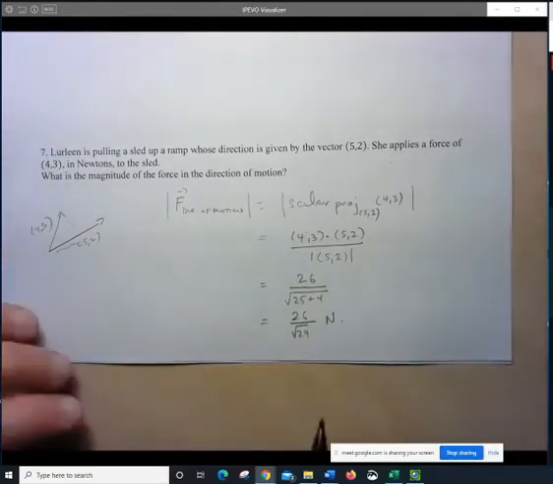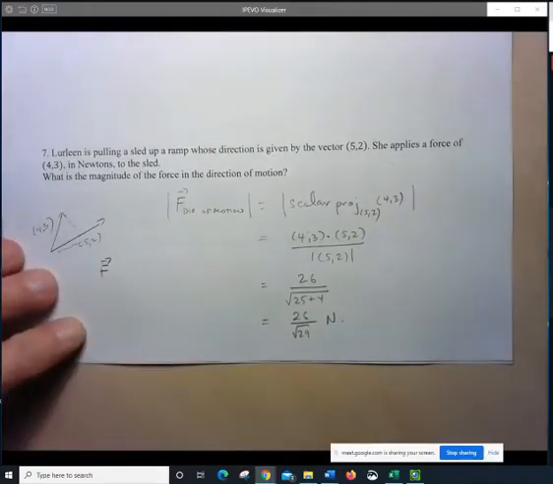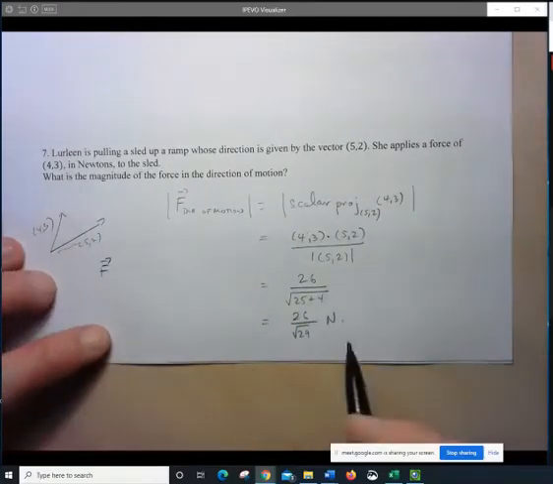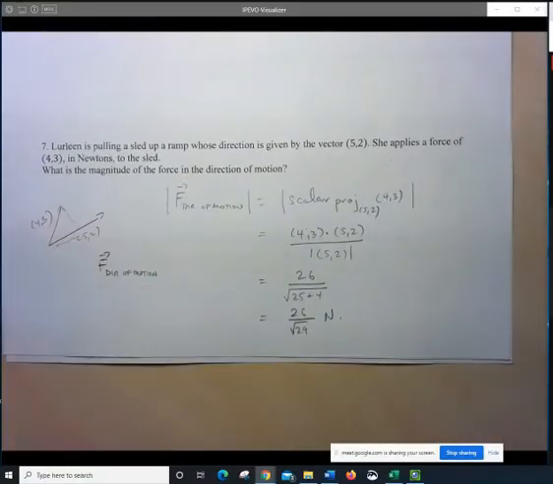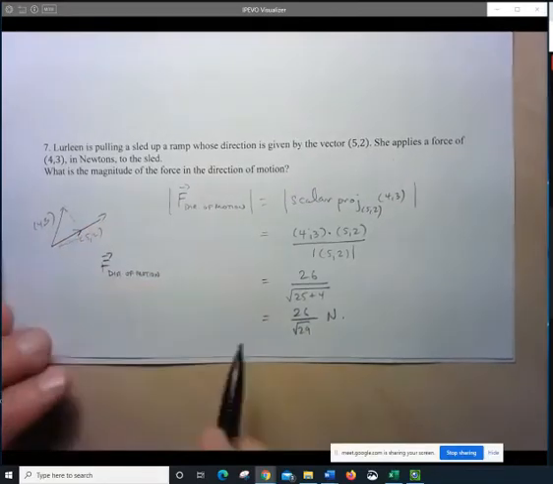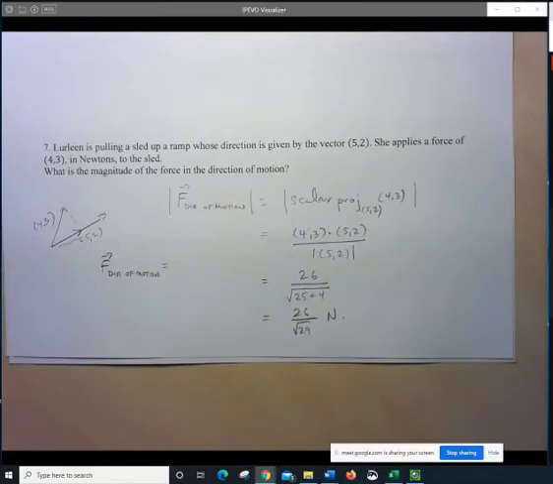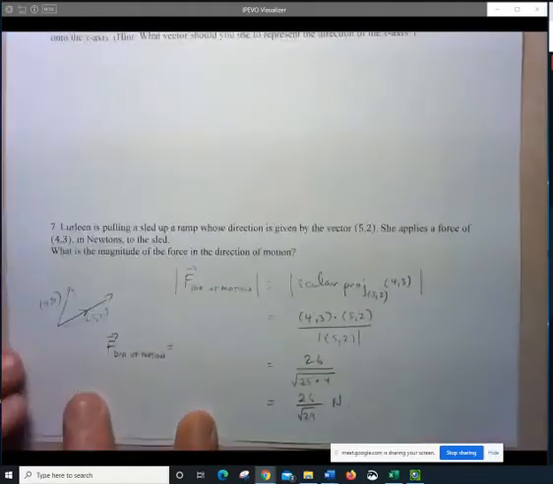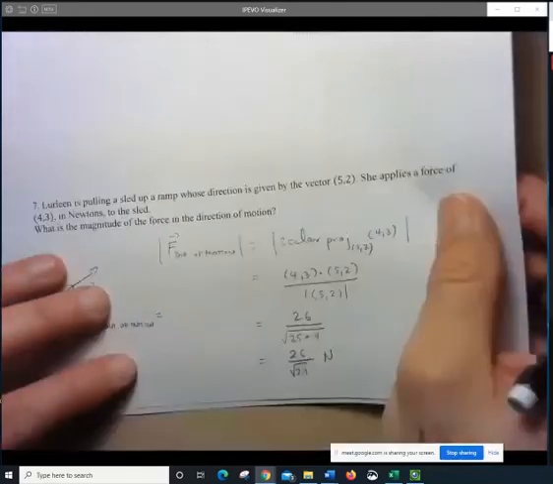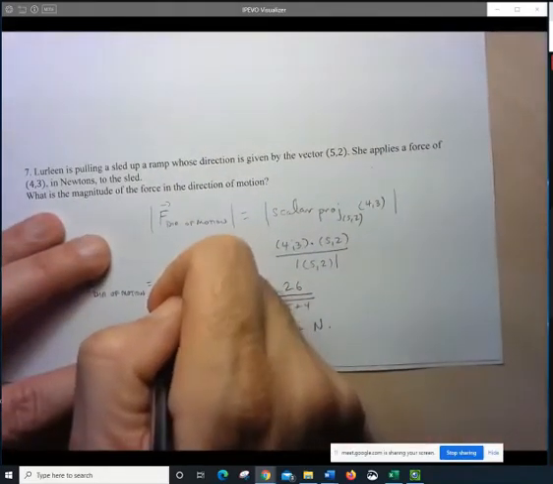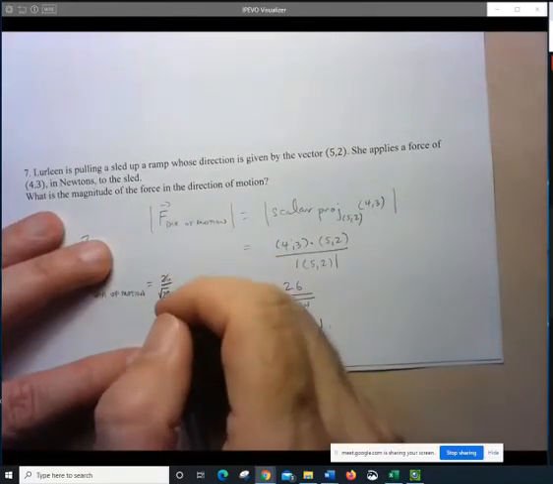Now, this is not what's being asked for, but we might as well answer this question. If I wanted to find the force in the direction of motion, what would I do with this number here? So I now know the magnitude of this vector. What would I do now if I wanted to determine the actual force vector in that direction? There you go. Multiply by that unit vector. So I'd just be multiplying 26 over root 29 times the unit vector in the direction of that motion.